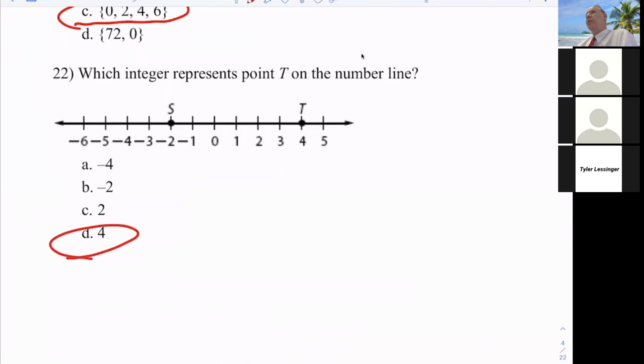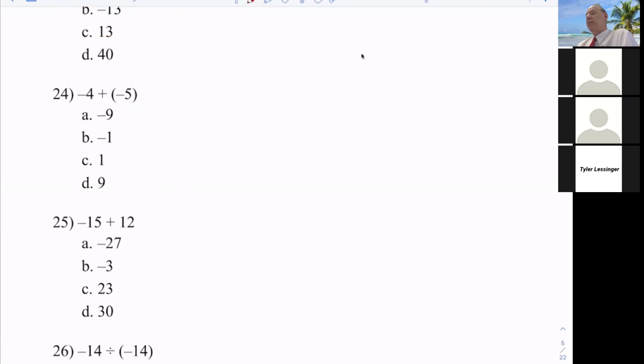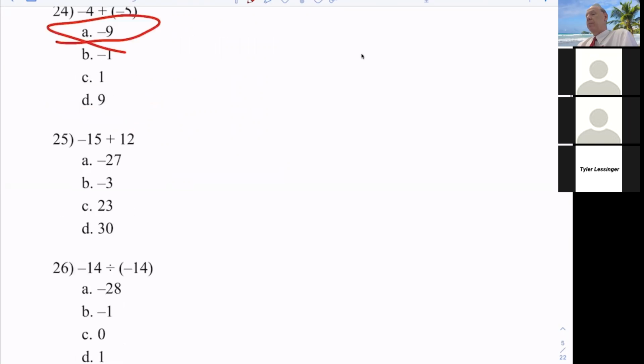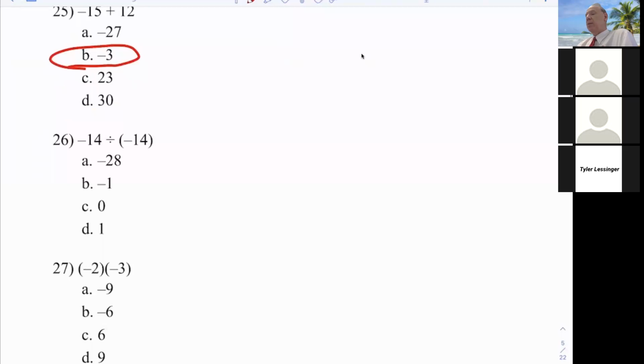Yeah, this was pretty easy. 4. Okay. 5 times negative 8, negative 40. Negative 4 plus negative 5, negative 9. Negative 15 plus 12, negative 3. Negative 14 divided by negative 14, 1.